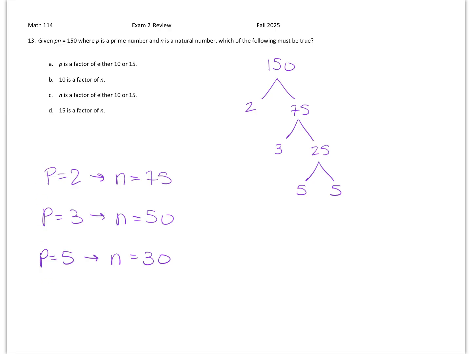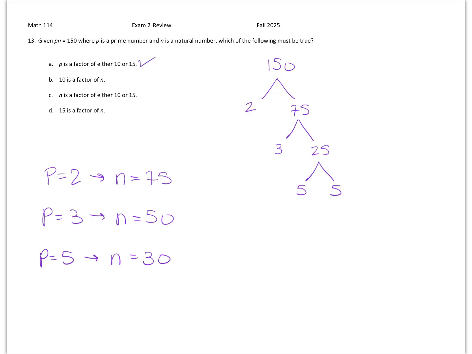Okay, which of the following must be true? A, p is a factor of either 10 or 15. So I want to check all three cases. Is p a factor of 10 or 15 in all three? So when p is 2, 2 is a factor of 10, so it works for 2. When p is 3, p is a factor of 15, so yes. And p equals 5 is also a factor of 15. So in all three cases, the p value is a factor of either 10 or 15. So that one is true.